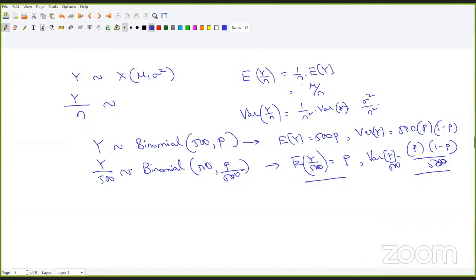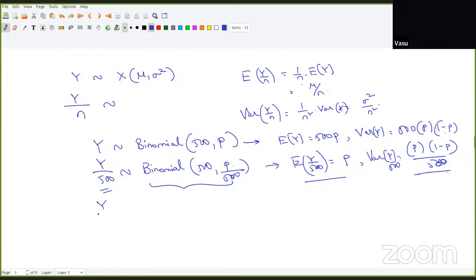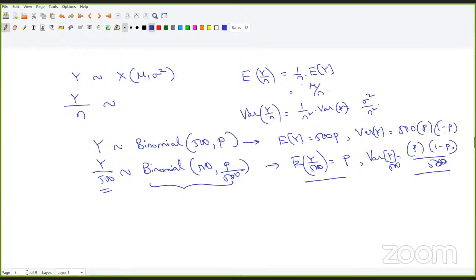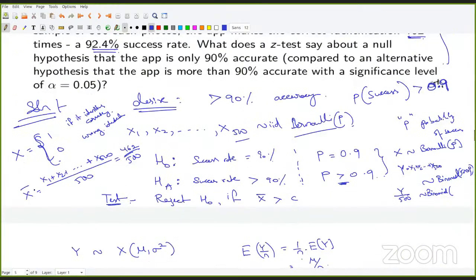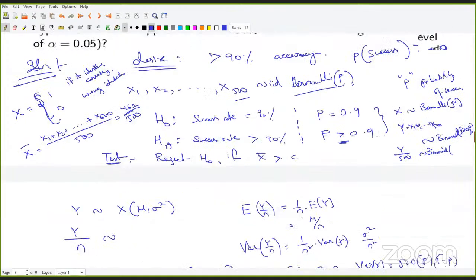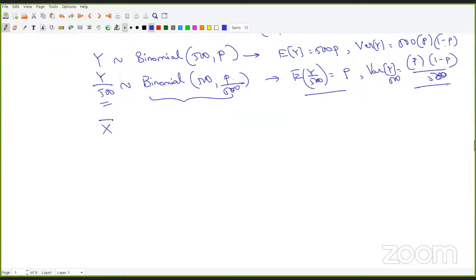Now instead of taking it binomial, since there are 500 samples, we normalize it to normal. This particular Y by 500 is X bar, because X bar is nothing but X1 plus X2 up to X500 by 500. So we approximate it to normal with mean mu and variance sigma square. What is the mean? P. What is the sigma square?